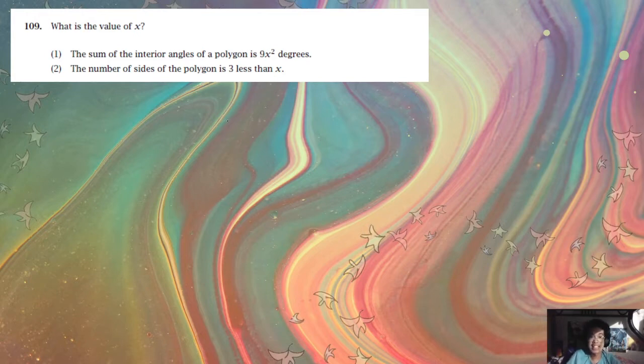So we have to assume that this is an algebraic problem with the use of the formulas from the polygons topic that we have. Okay, so let's try to lay out our equation here for our first clue. The sum of the interior angles of a polygon is 9x squared degrees. Now, what's the formula for the sum of the interior angles? So that's equal to 180 times n minus 2. It says here the sum of all of the interior angles of this given polygon, even if we don't know what that polygon is, it's equal to 9x squared degrees.